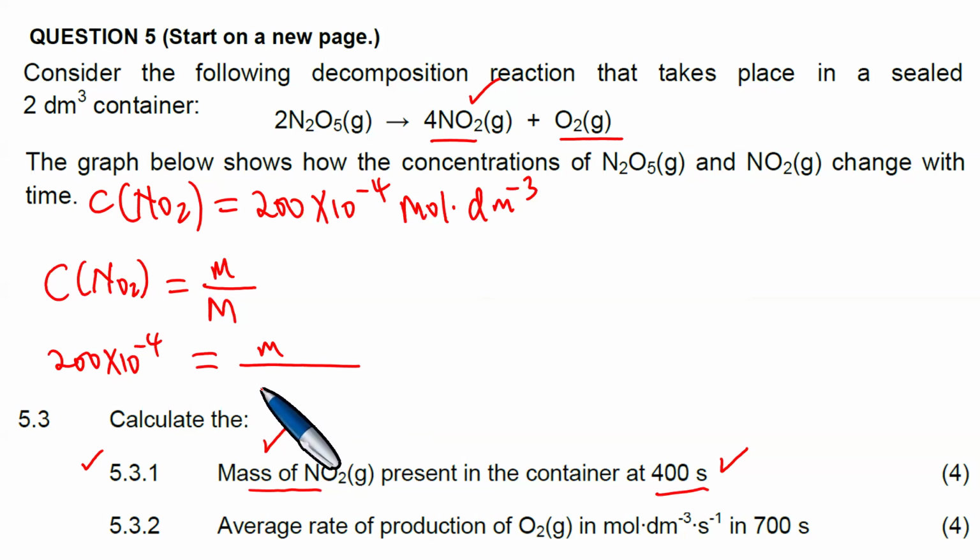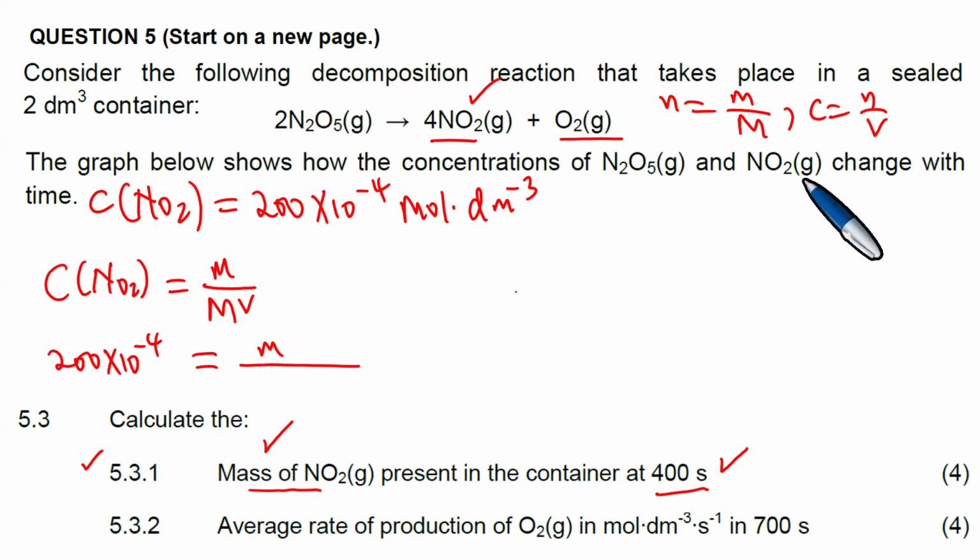What is the molar mass? You can do the molar mass times volume. The concentration is mass over molar mass times volume, because we know that number of moles is mass over molar mass, and concentration is number of moles over volume. So you put mass over molar mass in n's place, and therefore you have mass over molar mass times volume. Right, we have exactly the situation.